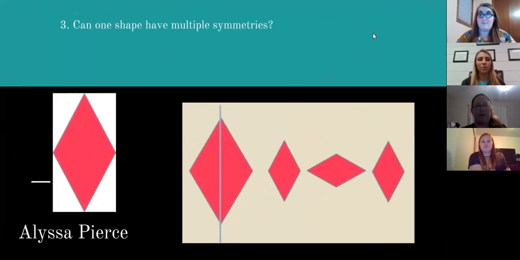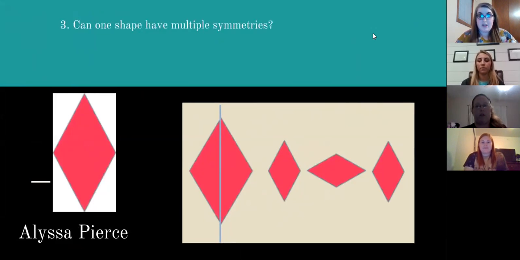Hey, Alyssa, can one shape have multiple symmetries? So one shape can absolutely have more than one symmetry. An example I'm going to show you today is this diamond-like shape. Starting with the obvious fact, the diamond shape has two lines of symmetry. If we were to divide this vertically or horizontally, it would fold over on itself perfectly, therefore giving it that line of reflection or line of symmetry.